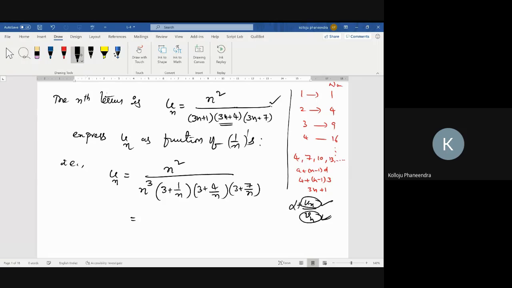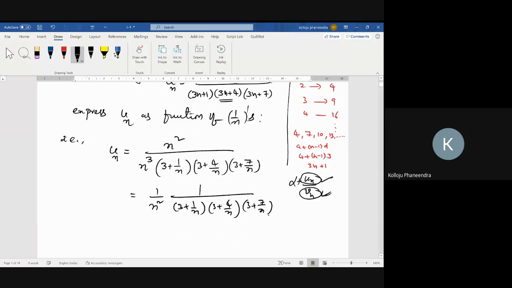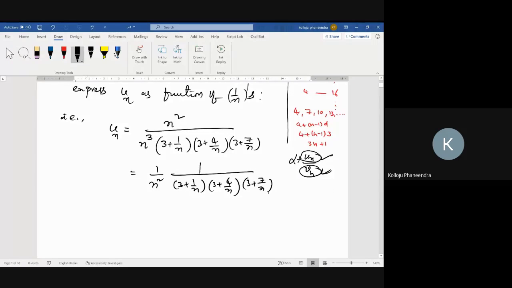Then what you will get? 1 by n square into 1 by (3 plus 1 by n), (3 plus 4 by n), and (3 plus 7 by n). After cancelling, n square by n cube is 1 by n. And this is Un in terms of 1 by n, correct?